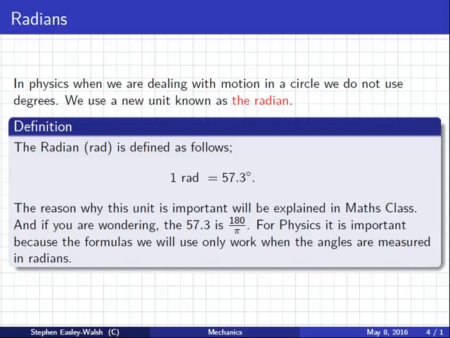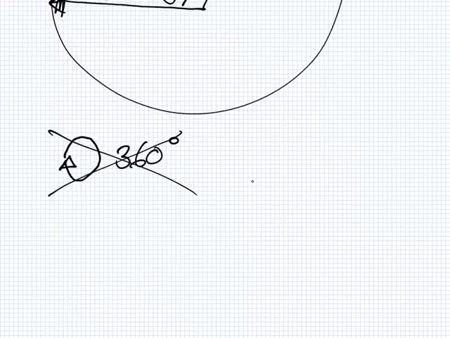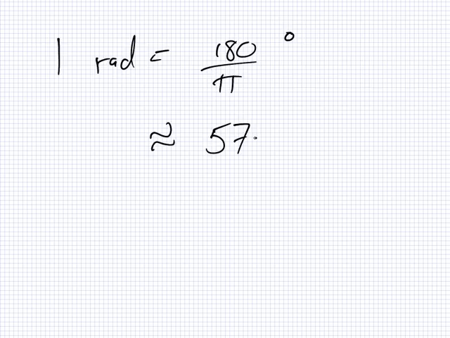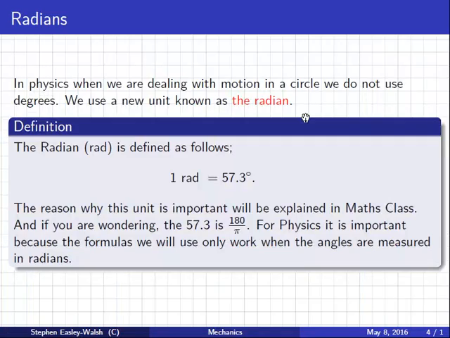So, just to be super clear, 1 radian equals 180 over pi degrees, which is roughly 57.3 degrees. Okay. Does anybody know why radians are important? Like I said here, the formulas I'm going to show you, you need to use radians. Does anyone know why radians is important?